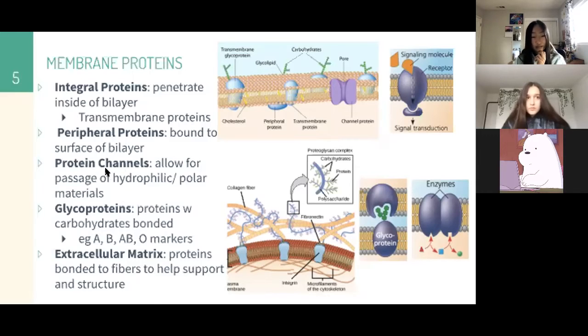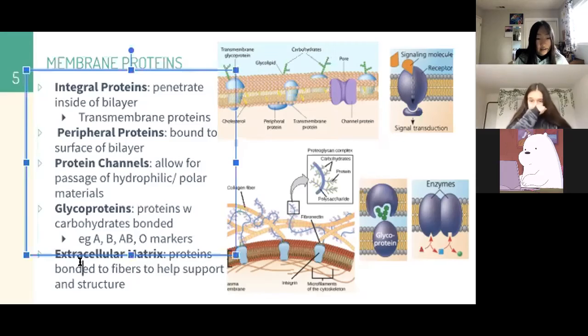And protein channels are another type of protein on the membrane, and these allow for the passage of hydrophilic or polar materials because hydrophilic and polar materials don't easily pass through the membrane, and these proteins allow them to pass through it really easily. And next are glycoproteins, which are proteins with carbohydrates bonded on the surface over here. For example, you could have A, B, and O markers, which are characteristic of your blood. So these proteins are crucial for helping your cells recognize that they are your own cells made by your own body.